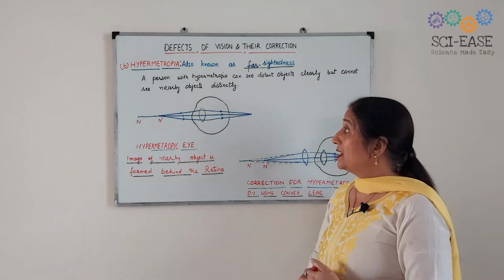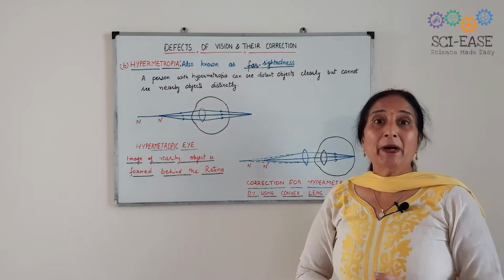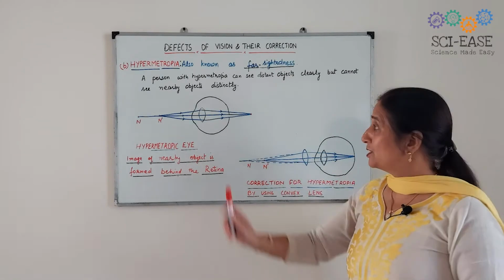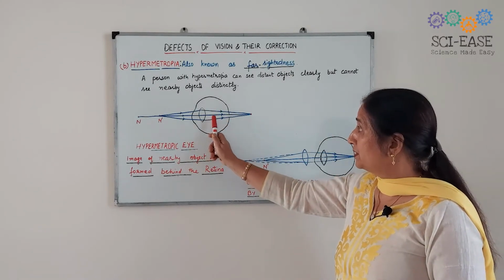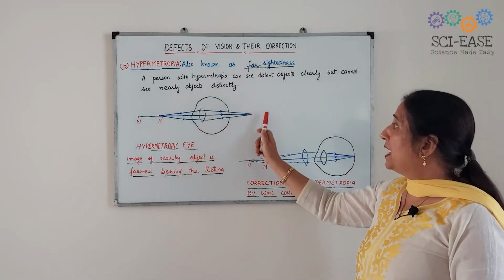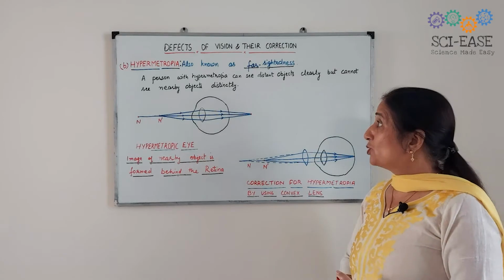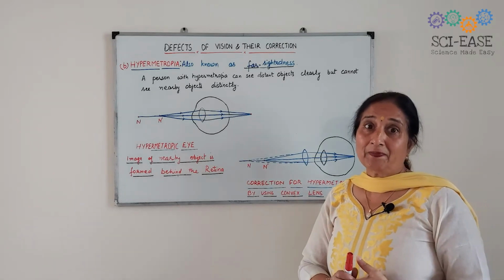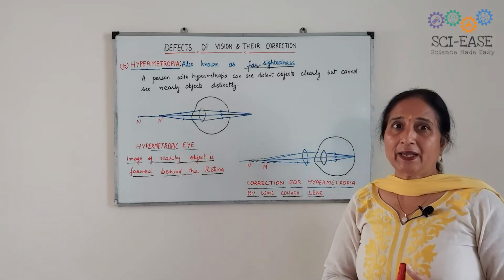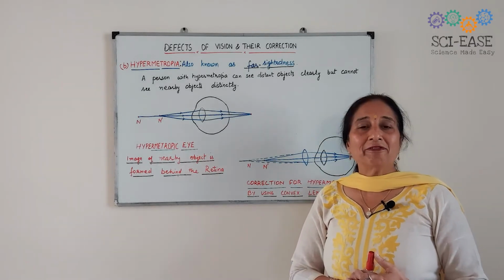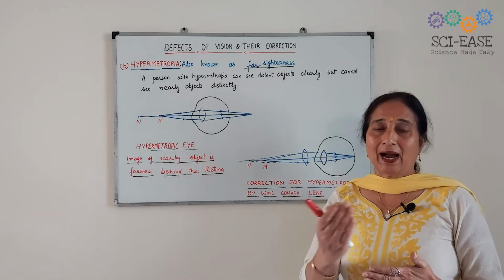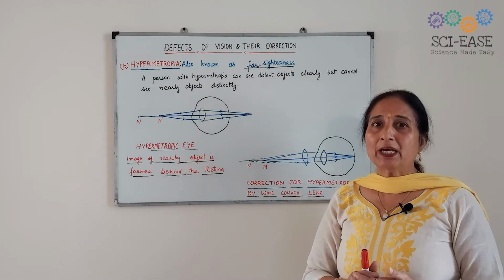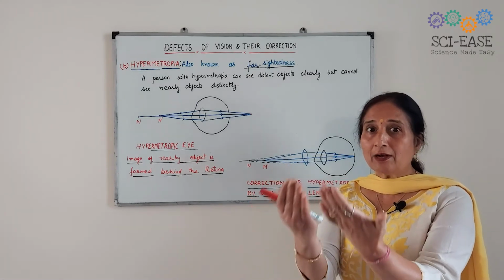Here, the image of the nearby object is formed behind the retina. It is not formed on the retina or in front of the retina. It is formed behind the retina. So here, the near point of the eye is not 25 centimeters, it is beyond that. The person suffering from hypermetropia, while reading a book, will keep the book far from him.